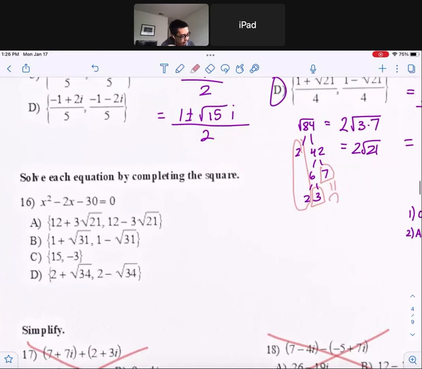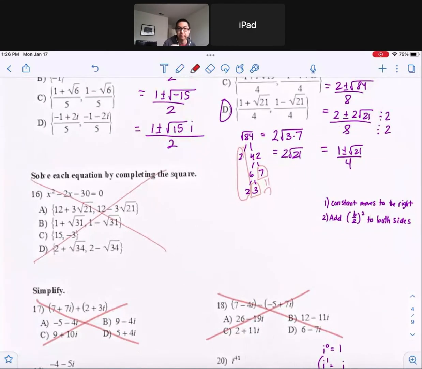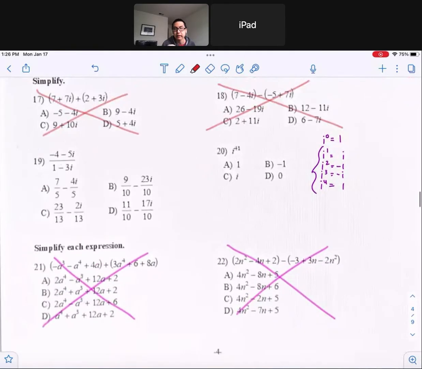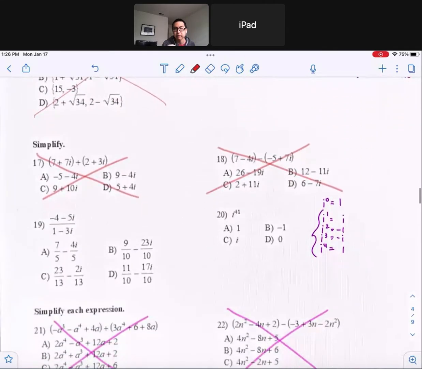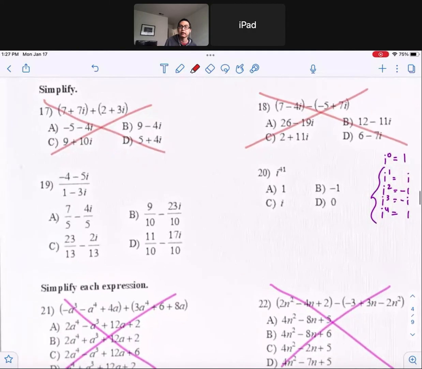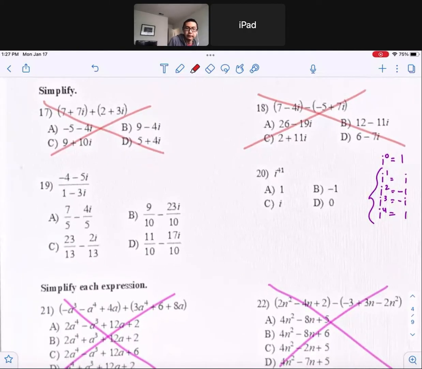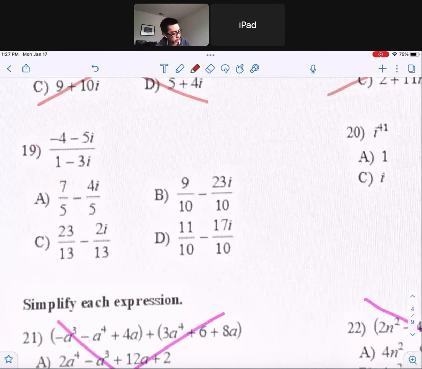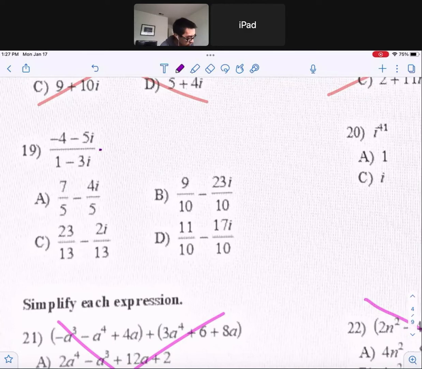Okay, 16, you guys, we are actually going to skip 16, 17, and 18. Okay. Alright, 19 and 20. So 19, you guys. In order to solve for complex numbers with division, we have to multiply top and bottom by the conjugate of this, which would be the same thing, but the sign changes.